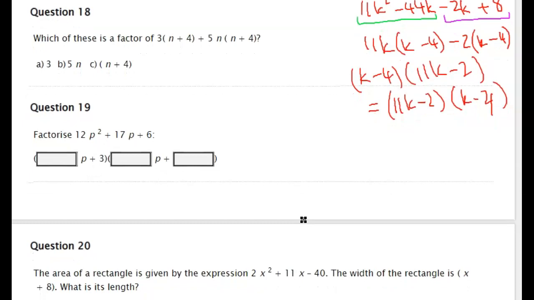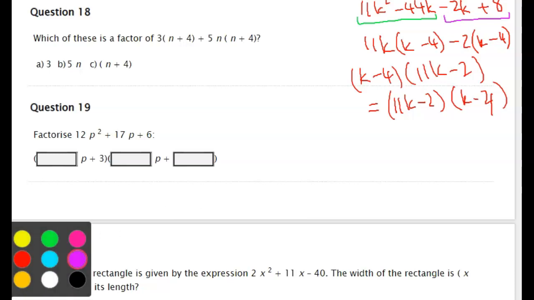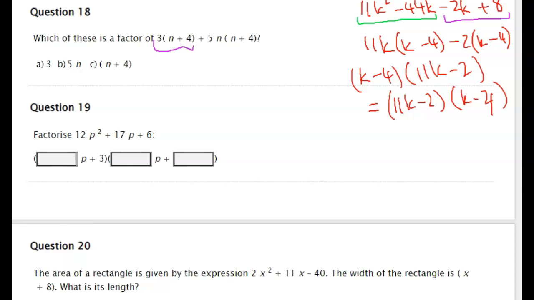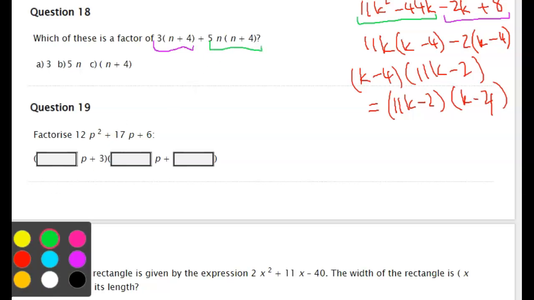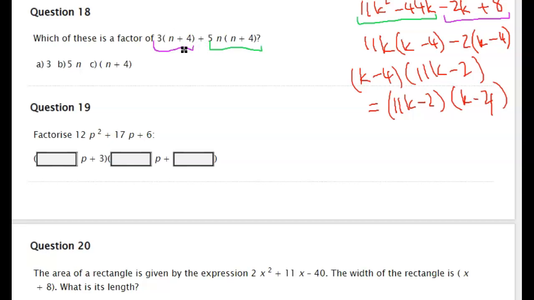All right, question 18. Which of these is a factor of 3 times n plus 4 plus 5n, n plus 4? Okay, so again, this is by grouping. So I'm going to just underline this part here and our green. Okay, so I can see already that n plus 4 is a factor. Now, if we look at 3, 3 is a factor of this first part, but not the second part or the green part. 5n is a factor of this second part, but not the first. So your answer is C, n plus 4 is only common to both the purple and the green section.